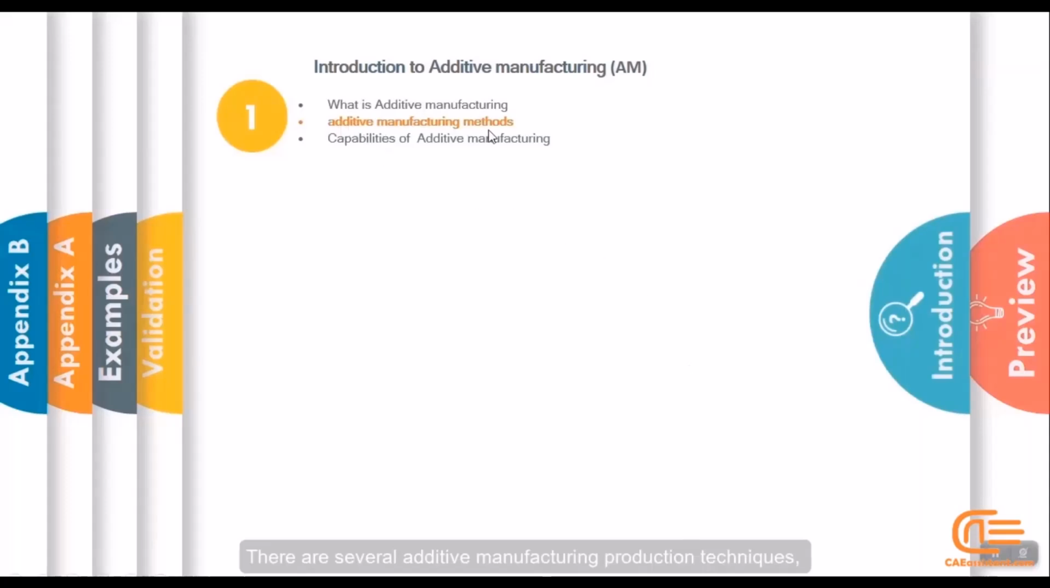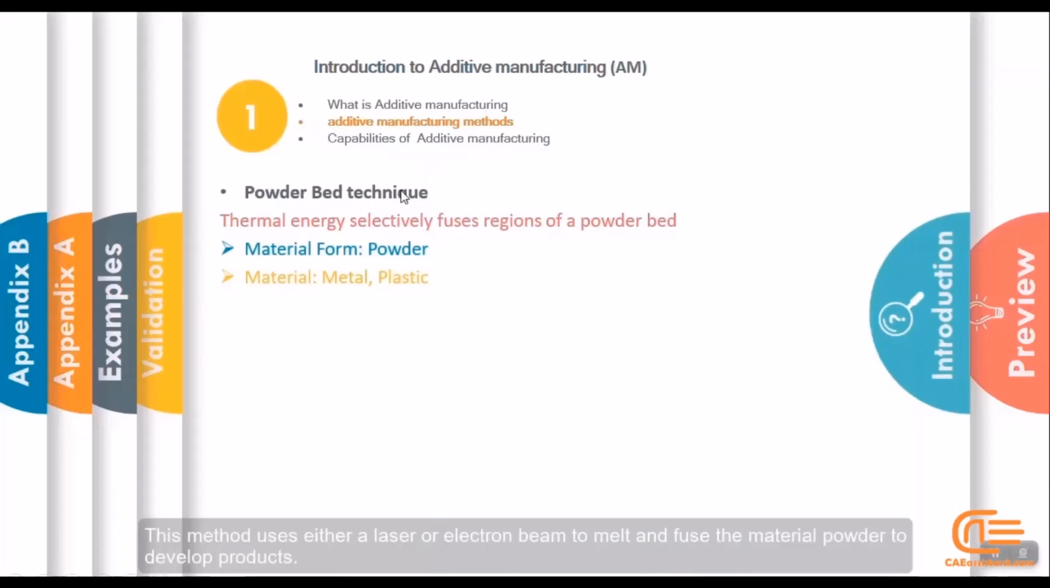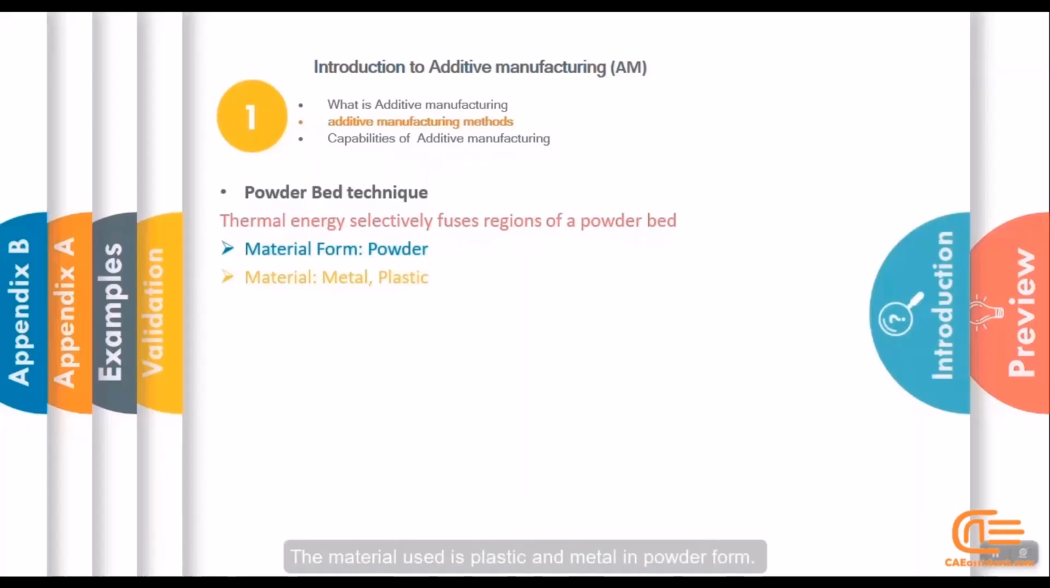There are several additive manufacturing production techniques, and each varies due to the materials, layering, and machine technology needed. For the first case, powder bed technique. This method uses either a laser or electron beam to melt and fuse the material powder to develop products. The material used is plastic and metal in powder form.